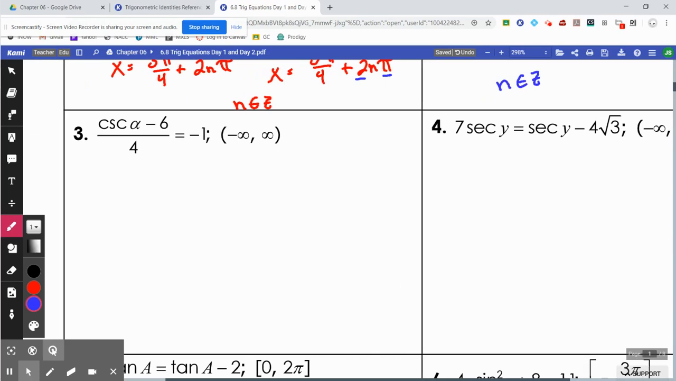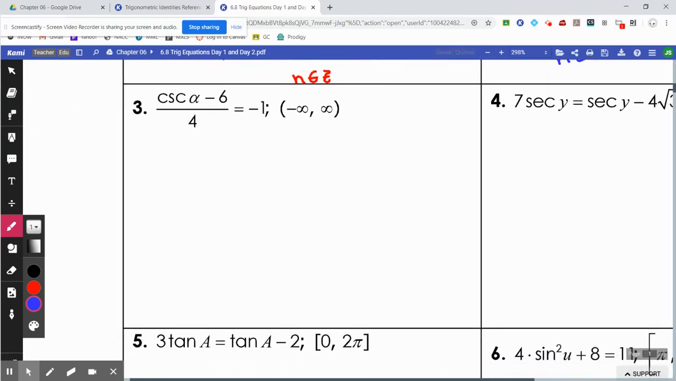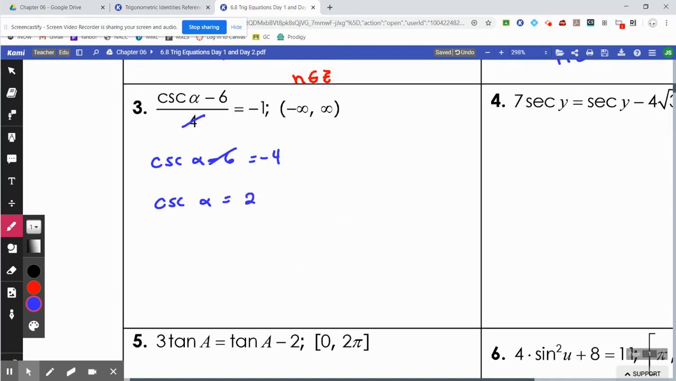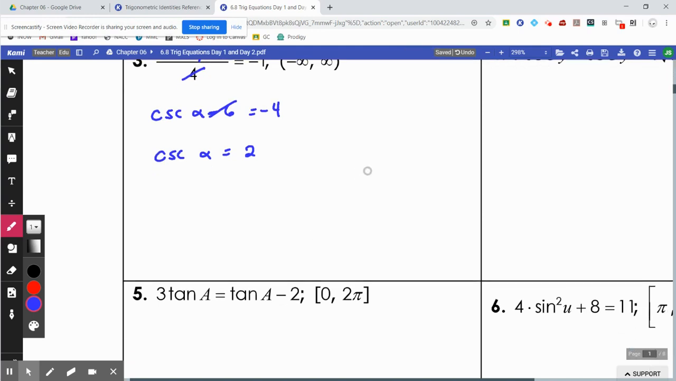Okay, number 3. Again, let's isolate our cosecant. Let's get rid of 4 by multiplying first. So we have the cosecant of alpha minus 6 is equal to negative 4. Let's get rid of minus 6 by adding 6. So we have the cosecant of alpha is equal to 2. Now be careful, this minus 6 is not inside with that alpha. The alpha is the angle, okay? The minus 6, that's the reason I was able to move the minus 6 over.